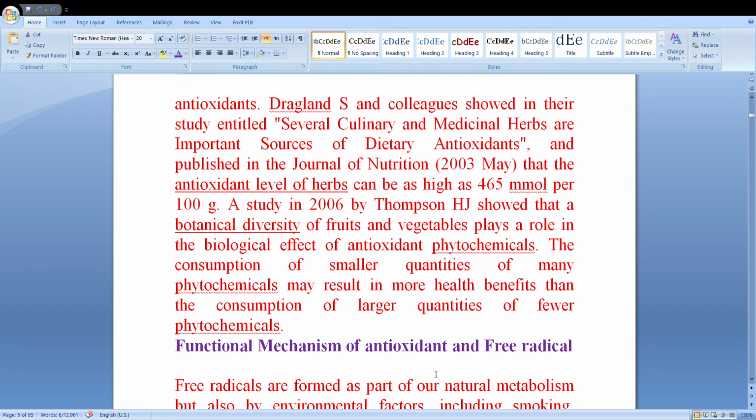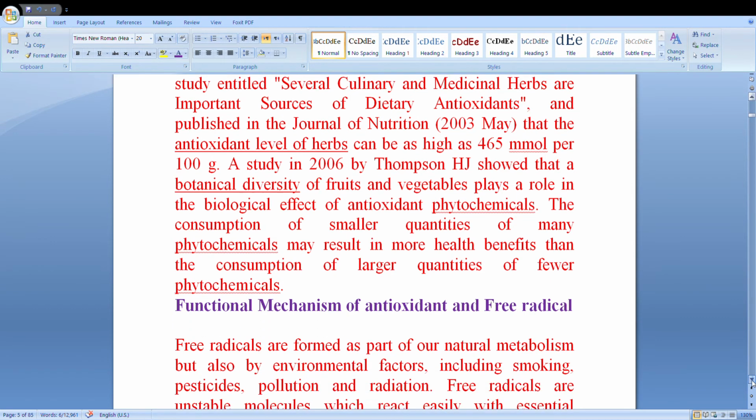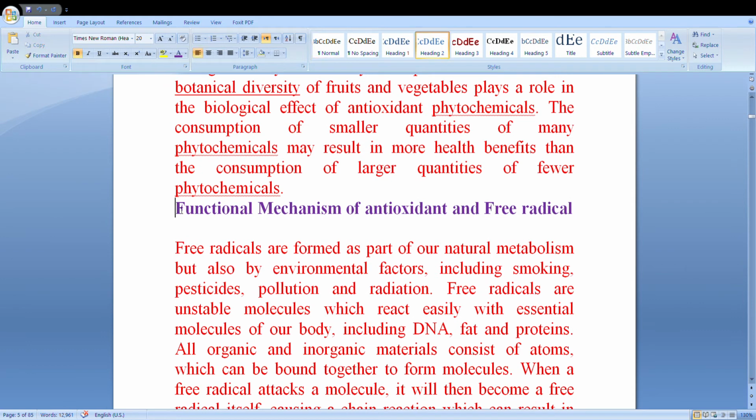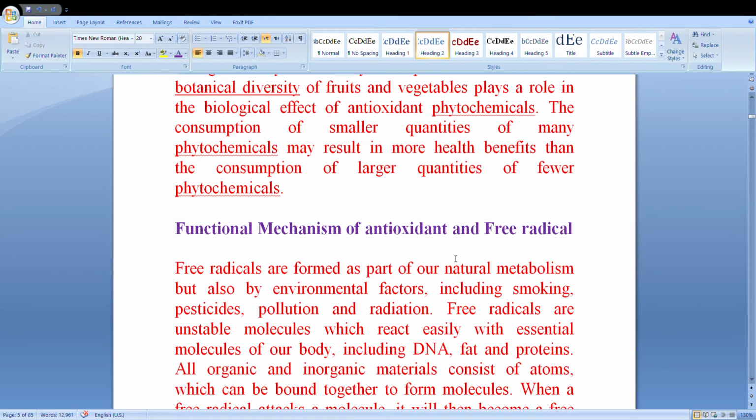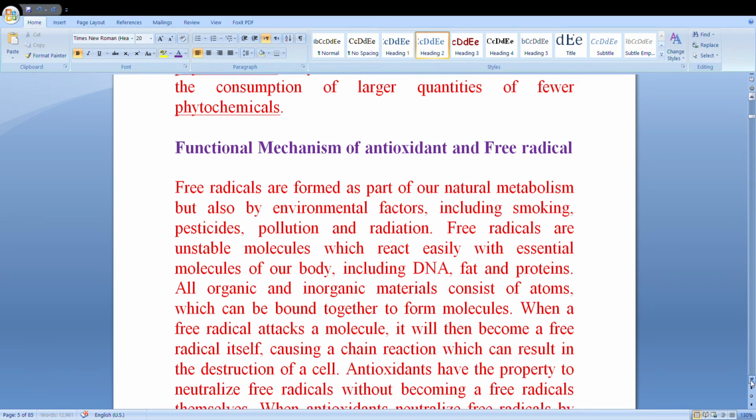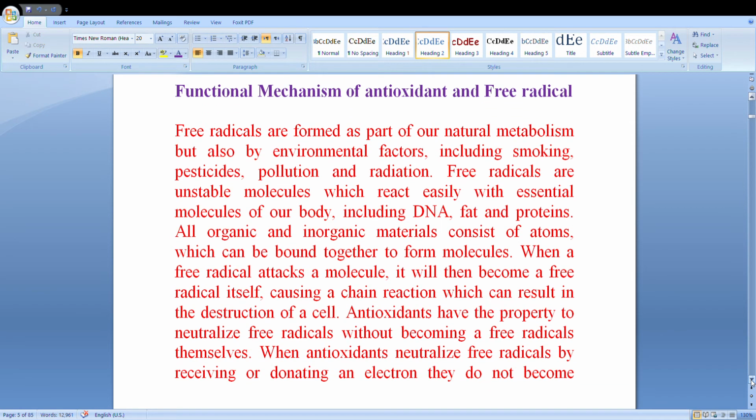Functional mechanism of antioxidants and free radicals. Now we can discuss the functional mechanisms of antioxidants and free radicals. Free radicals are formed as part of our natural metabolism, and also by environmental factors including smoking, pesticides, pollution and radiation.